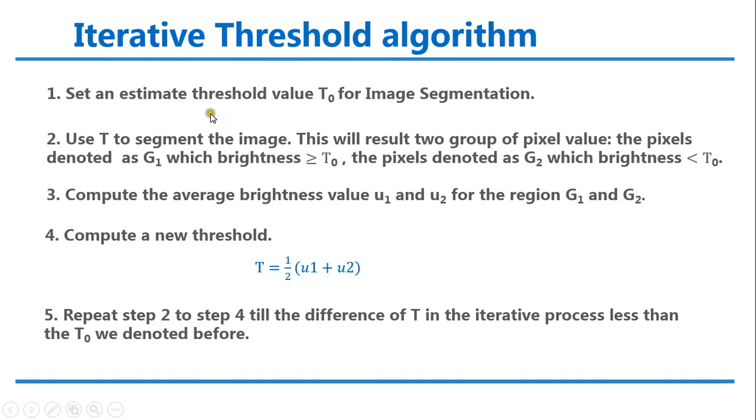The steps are listed here. First, I set an estimated threshold value t0 to do the image segmentation. Then I use this value to compute the new threshold. Then repeat steps 2 to 4 until the difference of the t in the iterative process is less than the t0 that we assumed before.